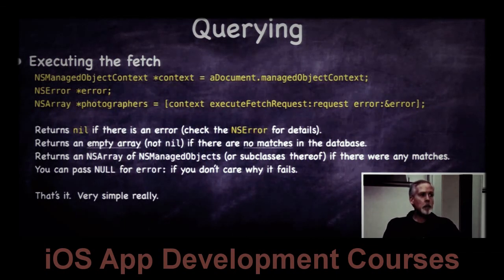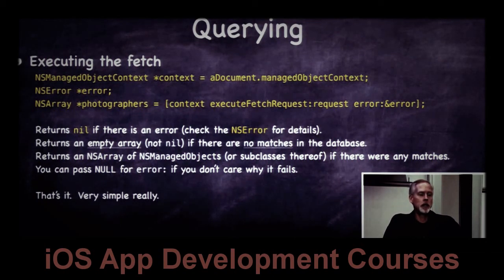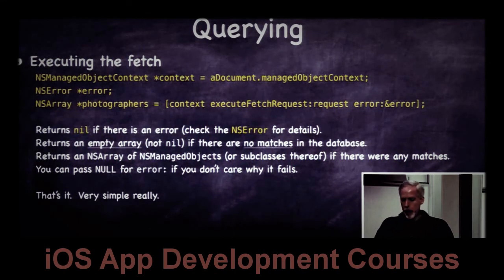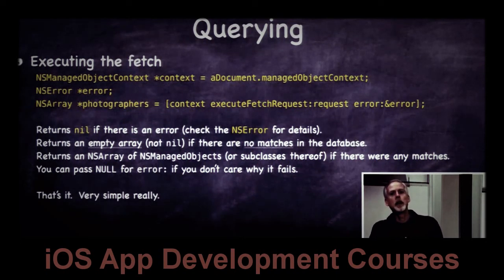If it returns an empty array, that's not nil, that means nothing matches what you're requesting. So no error, it's just that you requested objects and there aren't any that match that predicate. Okay? Otherwise, it's going to return an array of NSManagedObjects. Or subclasses thereof, photos, photographers, whatever you set as the entity name, it's going to pass an array of it. Okay? That's it. It could not be simpler to query.